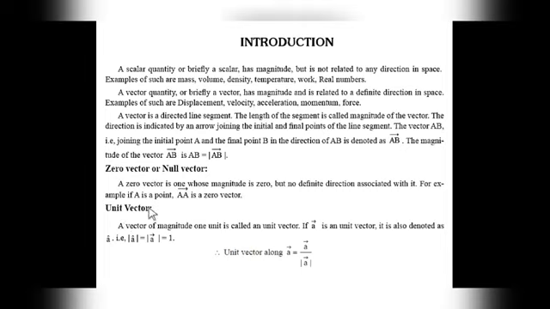Second type is unit vector. A vector of magnitude 1 unit is called a unit vector. If A is a unit vector, it is also denoted by A cap. A cap means the unit vector along the vector A, in the direction of vector A. That is vector A divided by magnitude of vector A.